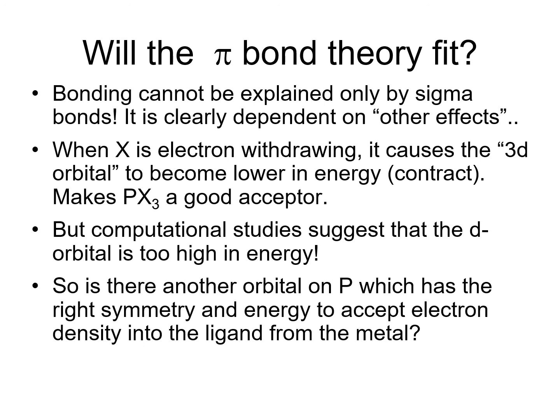If the computational chemists and computational studies are right, then the d orbital is too high in energy and it cannot be involved in bonding. On the other hand, all the other factors that we have talked about experimentally point to the fact that if it is only sigma bonding, the observations cannot be accommodated. There seems to be a pi bond between the phosphorus and the metal.